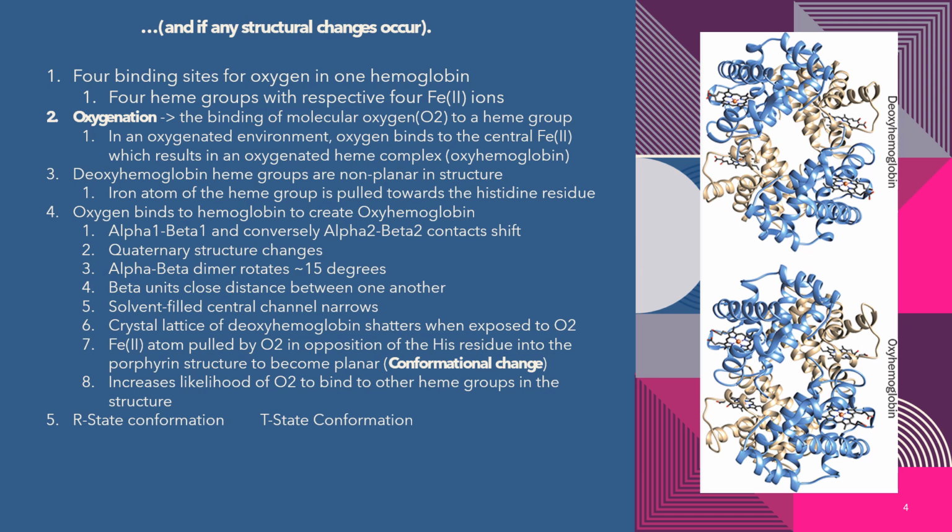A crystal lattice of the deoxyhemoglobin, which gives the hemoglobin structure, shatters under these forces when it's exposed to O2, and that iron ion in the center is pulled in the opposite direction of the histidine residue in the porphyrin structure to become more planar. This is known as a conformational change, and it increases the likelihood of O2 binding to other heme groups in the structure. At the bottom we see the R state conformation, which is the oxygenated structure, and the T state conformation, which is the deoxygenated structure.